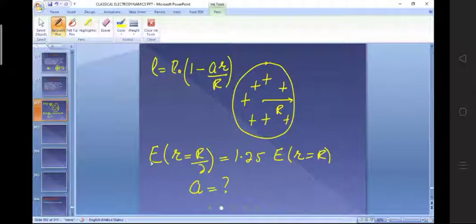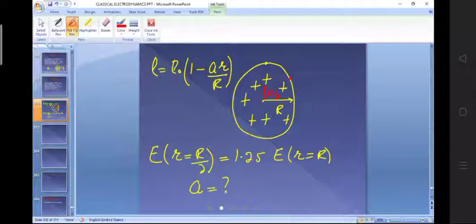Now then the condition given is this, that if the electrostatic field at r equal to R by 2, and obviously that r equal to R by 2 will be somewhere here. At this point, this is here R by 2. If the electrostatic field at this point is equal to 1.225 times the electrostatic field at this point on the surface, small r equal to capital R, then you are supposed to calculate the value of A.